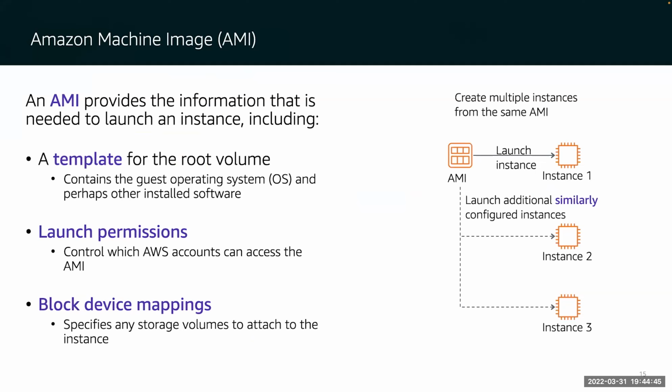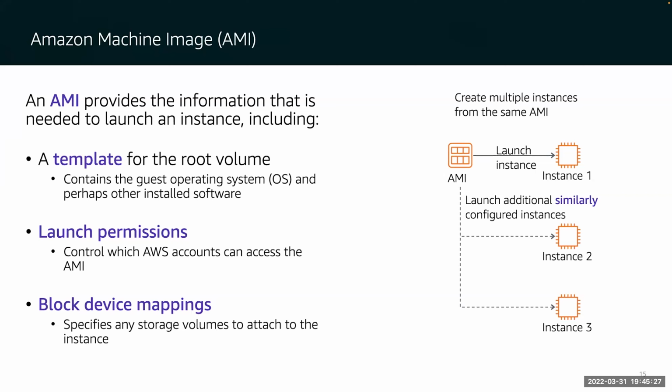AMI provides us with an image that we can launch and use to launch an instance. You can specify a source AMI when you launch the instance, and that AMI includes a template for the root volume of the instance, the launch permissions, and also the block device mappings. A root volume typically contains an operating system and everything that has been installed in that operating system, including applications, utilities, libraries, and so on. Amazon EC2 copies those templates to the root volume of the new instance and then starts it.